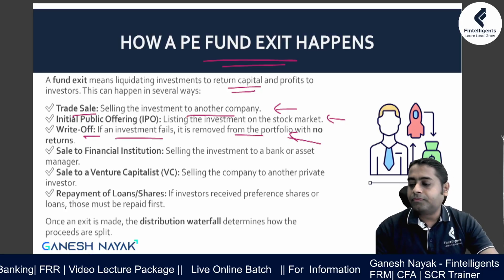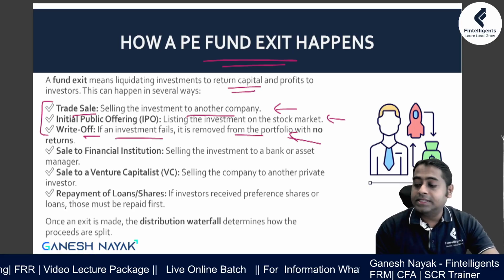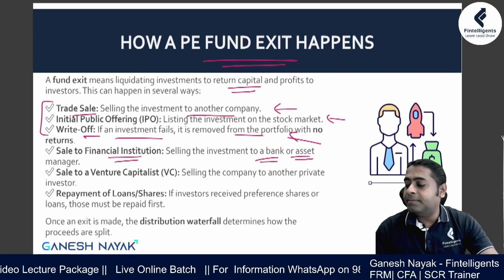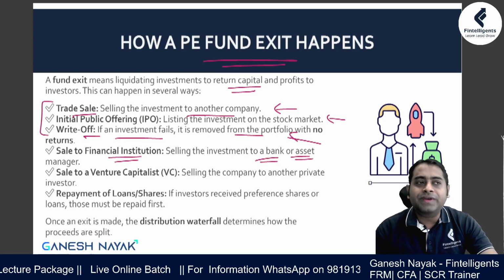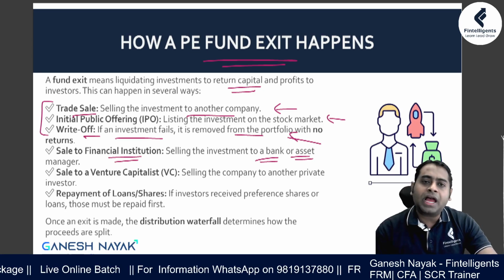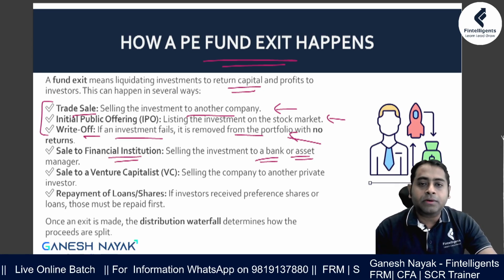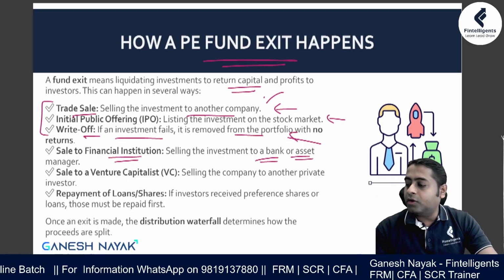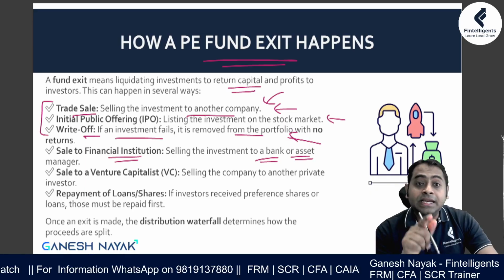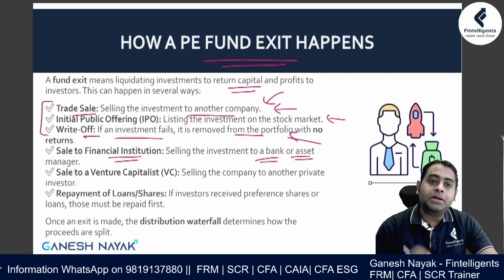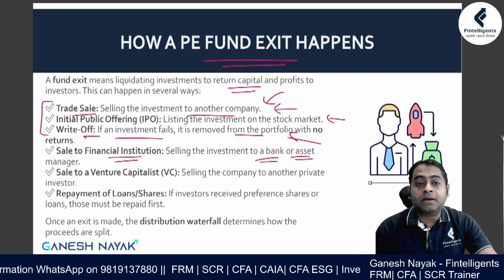Okay, first 3 points: sale to a financial institution, sell your investment to a bank or an asset manager. Suppose there is a mutual fund which is very much interested in holding some stake in DMart. I have the stake, I can sell it directly to them. Now this is not a competitor. In the first point, when we are talking about the trade sale, I am basically selling DMart's share to Reliance Smart. That is a competitor. In this case, I'm selling it to the finance company.